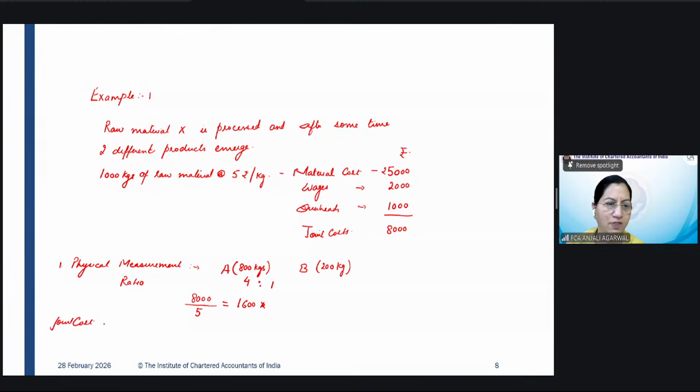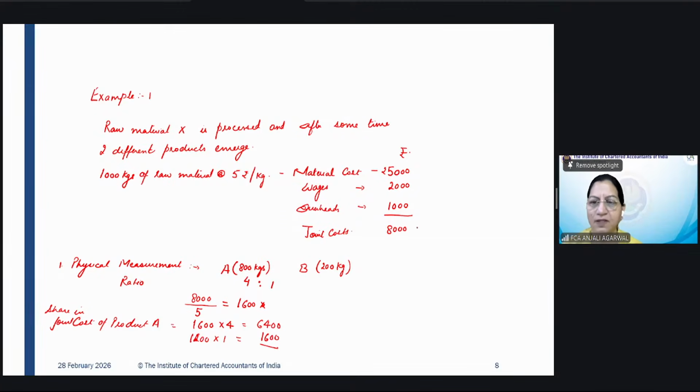share in joint cost of product A. So you will call it share in joint cost. It would be 1600 into 4, which is 6400, and 1600 into 1, 1600.